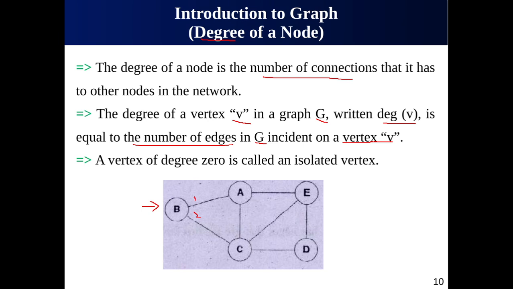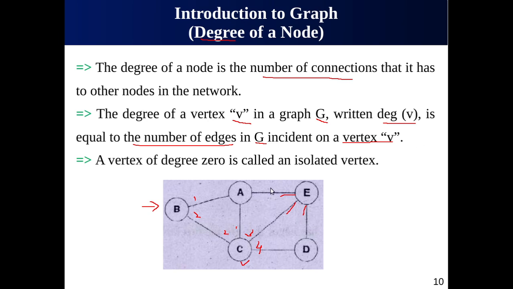What about the degree of node C? Same formula, same concept, same technique. Total number of lines 1, 2, 3, and 4. The degree here is 4. Same is the case with E. Count the number of lines 1, 2, and 3. Here the degree is 3. So the degree of node E is 3.